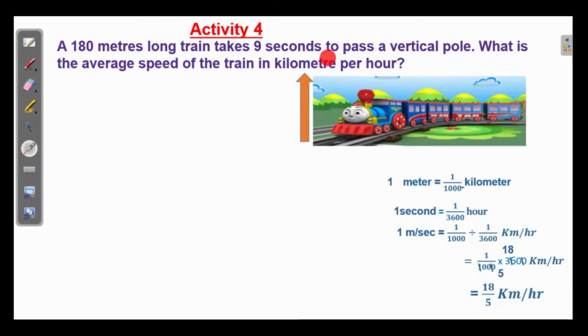is given in seconds. So, first let us see how to convert 1 meter per second into kilometer per hour. We know 1 meter is equal to 1 by 1000 kilometer. That is, 1000 meter is 1 kilometer. So 1 meter, the smaller unit, is 1 by 1000 kilometer. 1 second is 1 by 60 into 60.